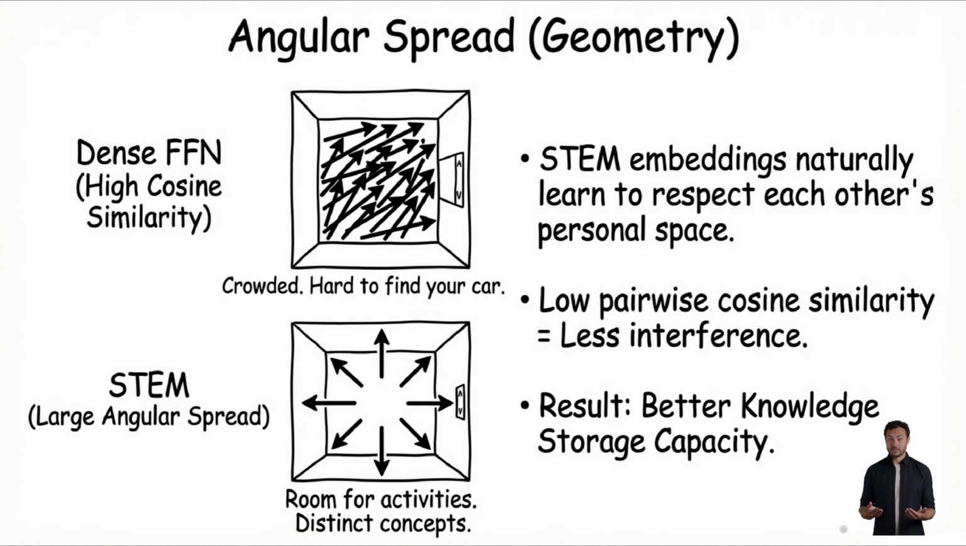That crowding creates interference, because nearby representations can get confused. On the down, the STEM embeddings are spaced out with more personal space. The pairwise cosine similarity is lower, so concepts are more distinct and easier to separate. The takeaway is the same. Less interference leads to better knowledge storage capacity, more room for activities and distinct concepts.